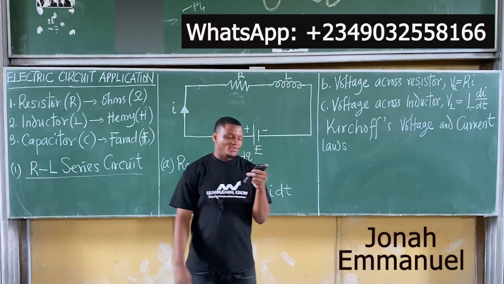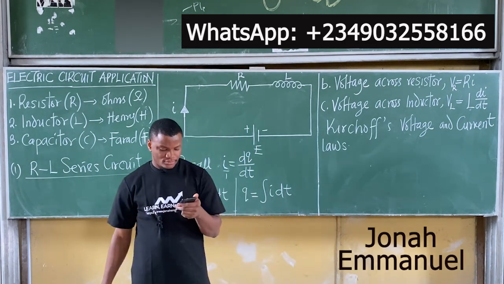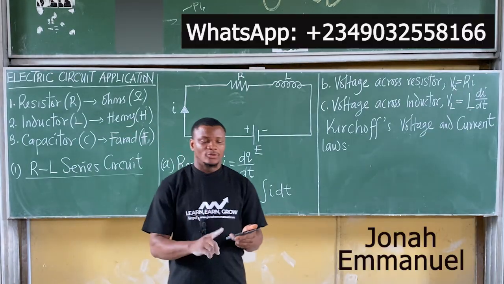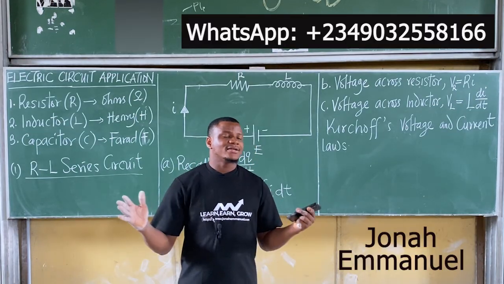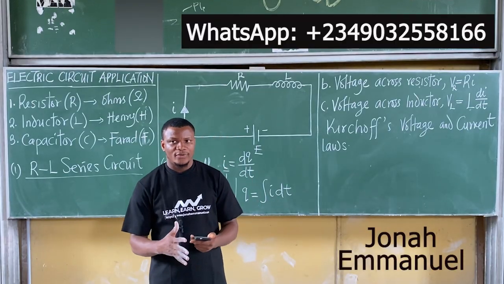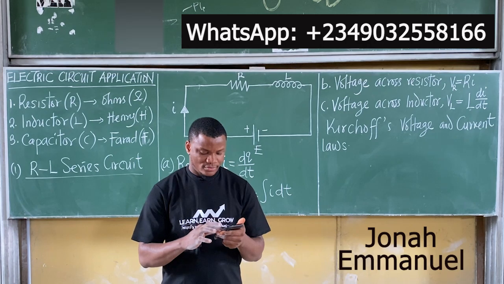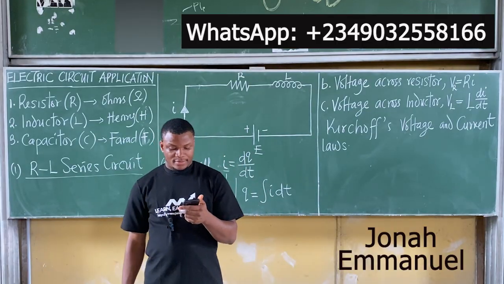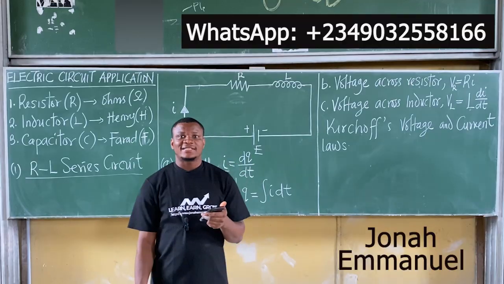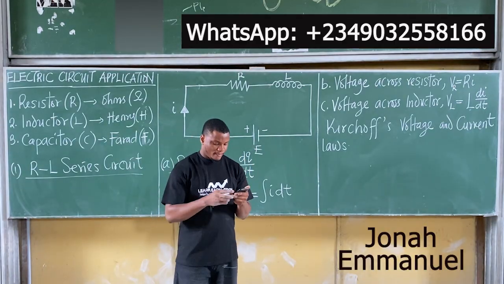Kirchhoff's voltage law states that the algebraic sum of the voltage drop around any closed circuit is equal to the resultant electromotive force, E, capital E, in the circuit.